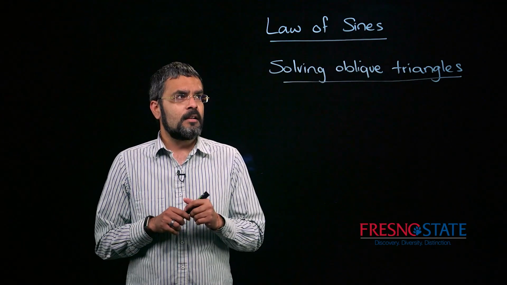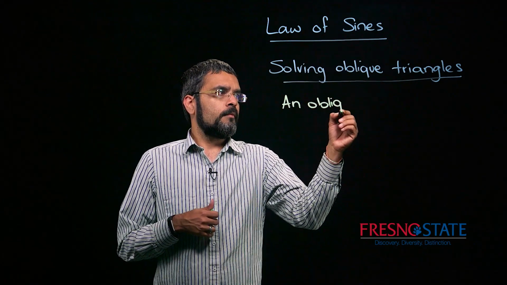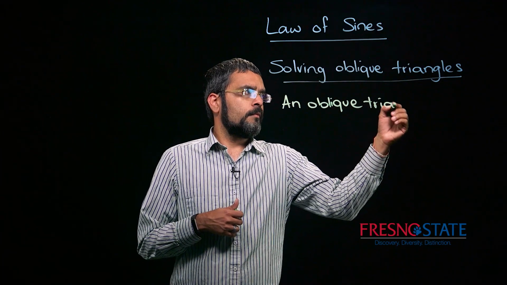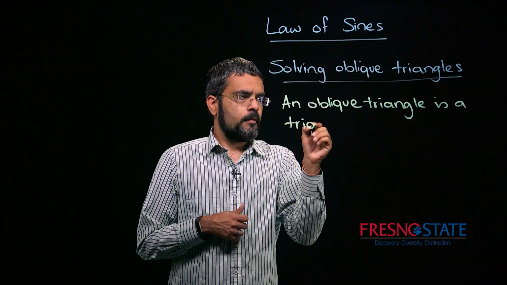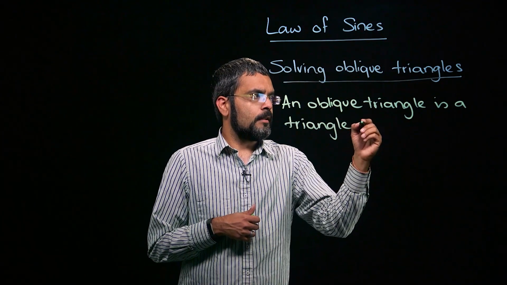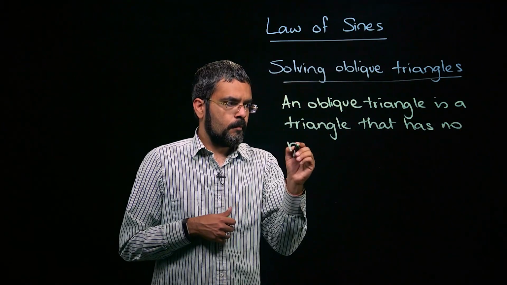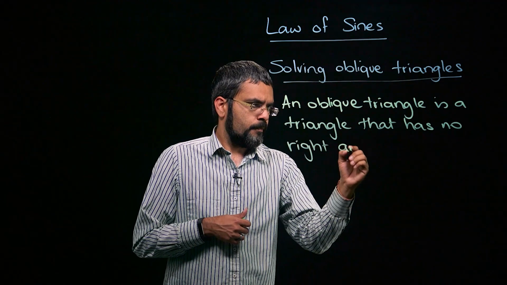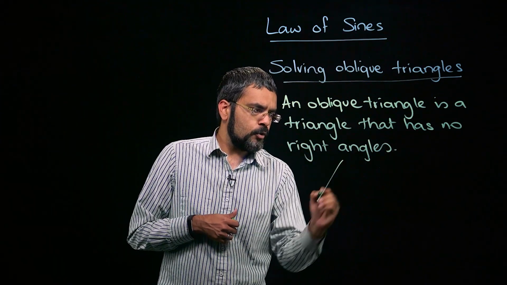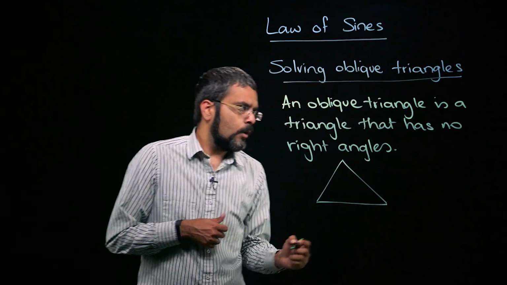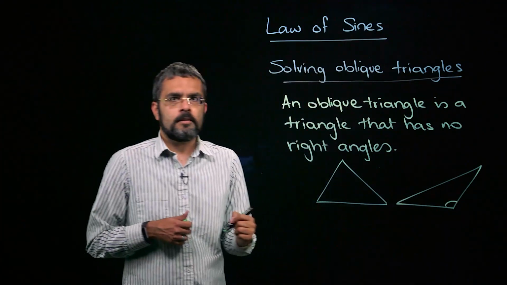Before we go into law of sines though, let's look at how do we solve oblique triangles. So what is an oblique triangle? An oblique triangle is a triangle that has no right angles. So essentially it means it's either an acute triangle, where all angles are acute, or it could be an obtuse triangle where one angle is greater than 90 degrees.